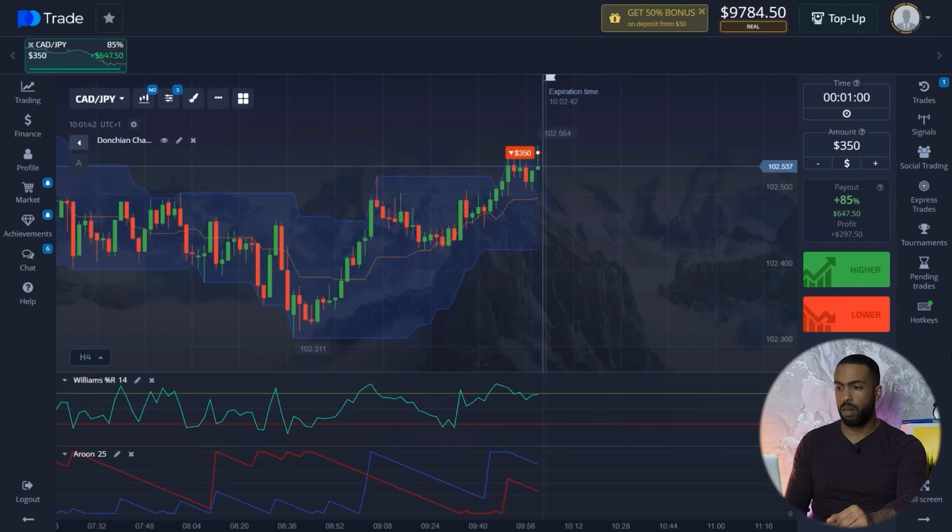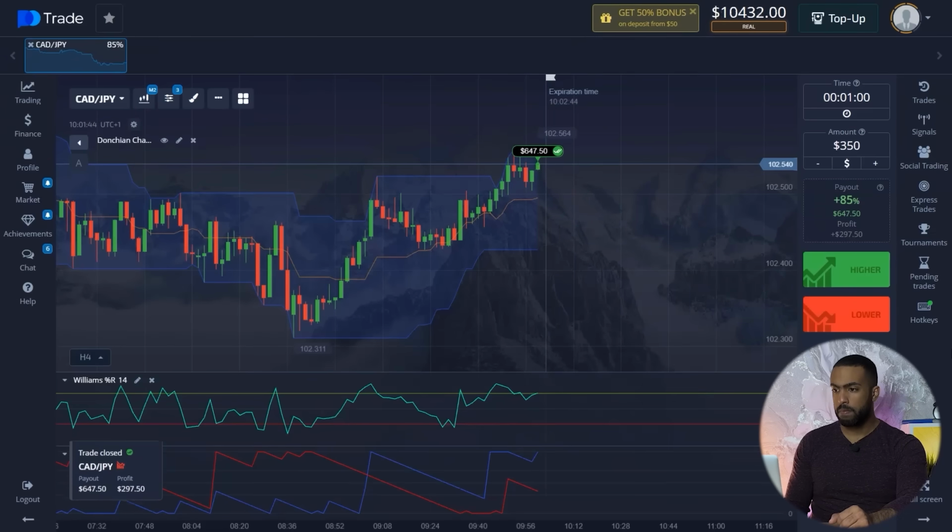The trade is closing. And our trade added a profit to my account of $297.50. And as you can see now, the payout is only 85%. So let's wait. It often rises, by the way.